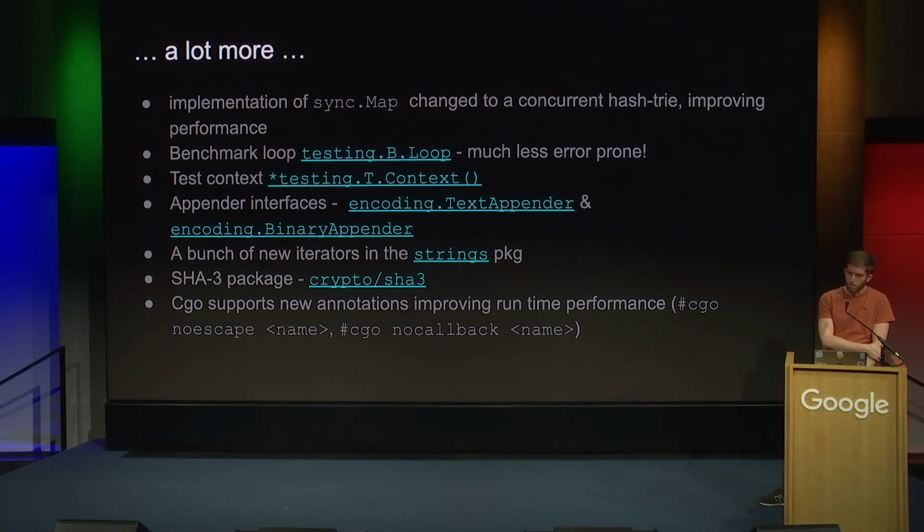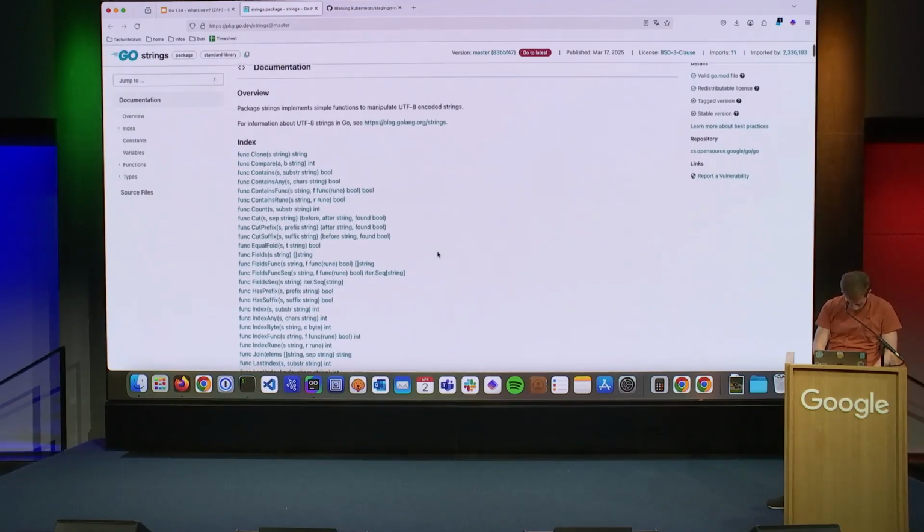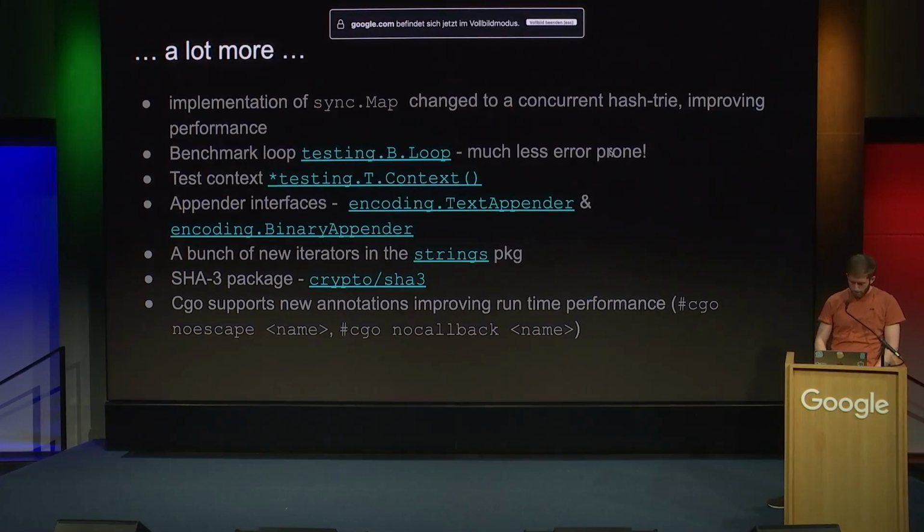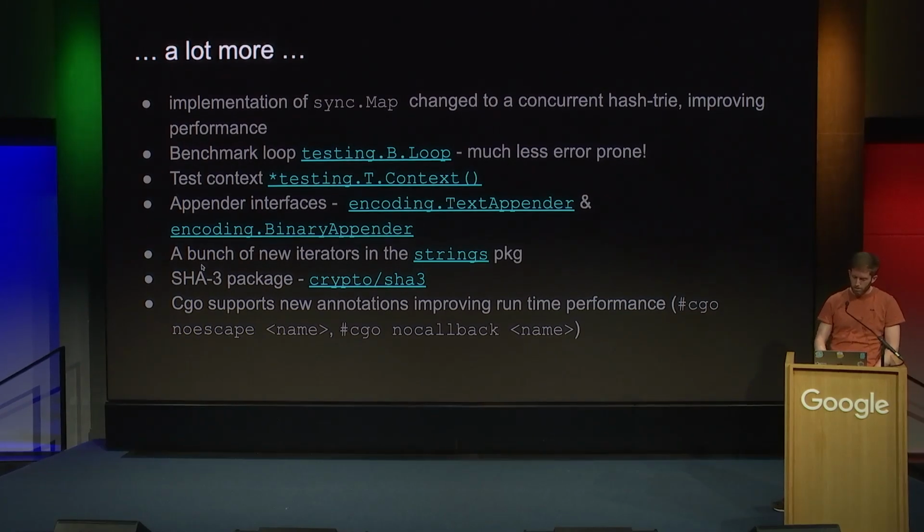Test context as well. Whenever you have to use a context in tests, you can now use the Context method from the testing T type. There's a bunch of new interfaces for appending stuff, text appender, binary appender, whatever. And also new iterators in the strings package. I only linked to the strings package, but yeah. And SHA-3 support was also added along with some other cryptography things.